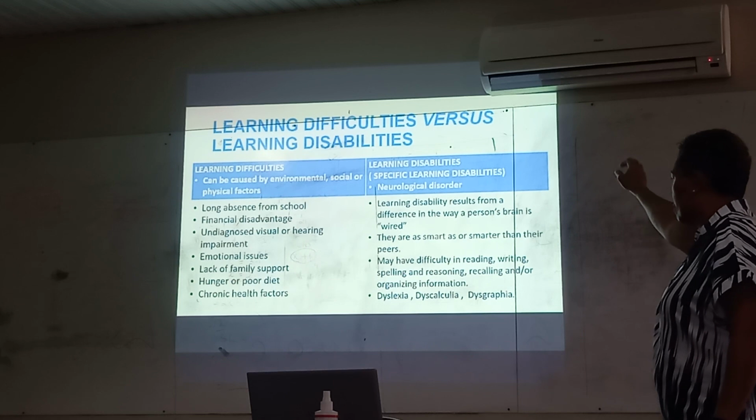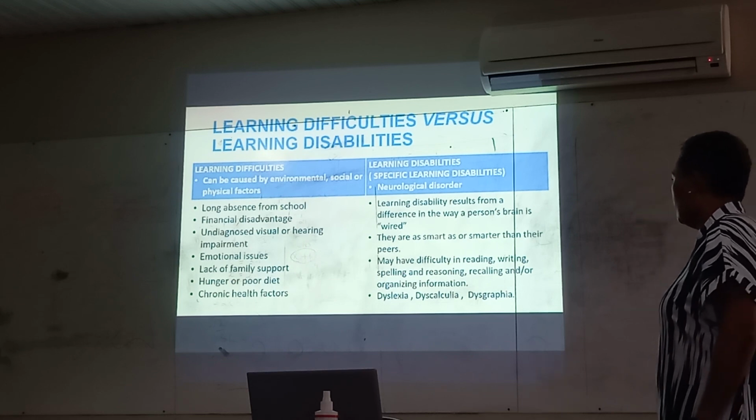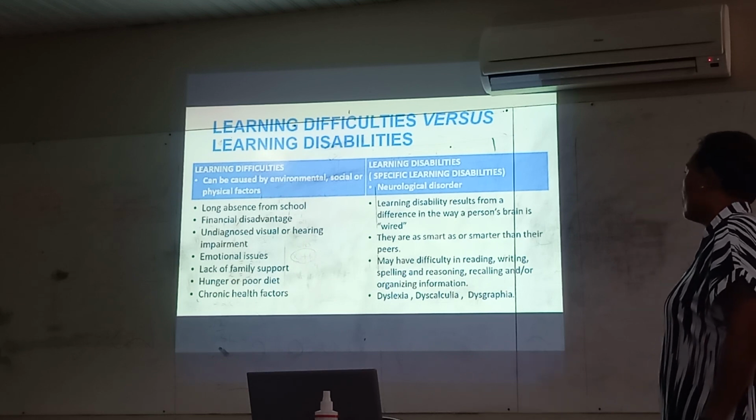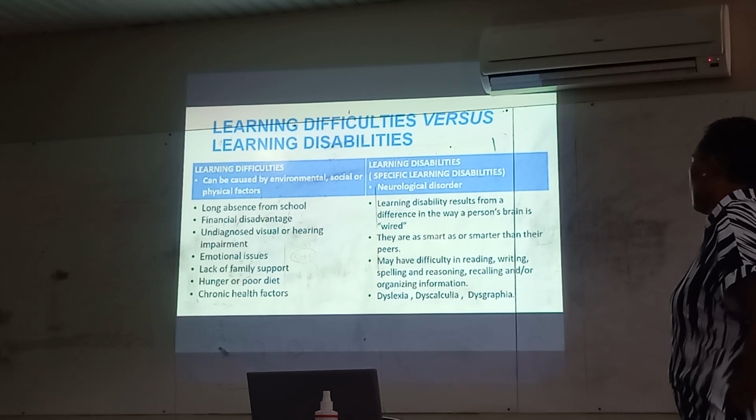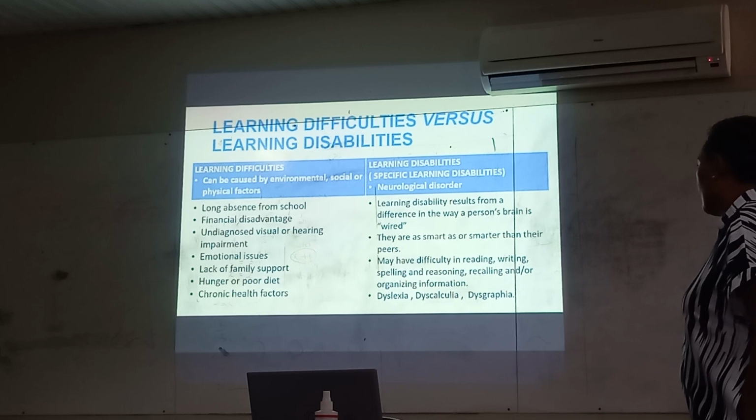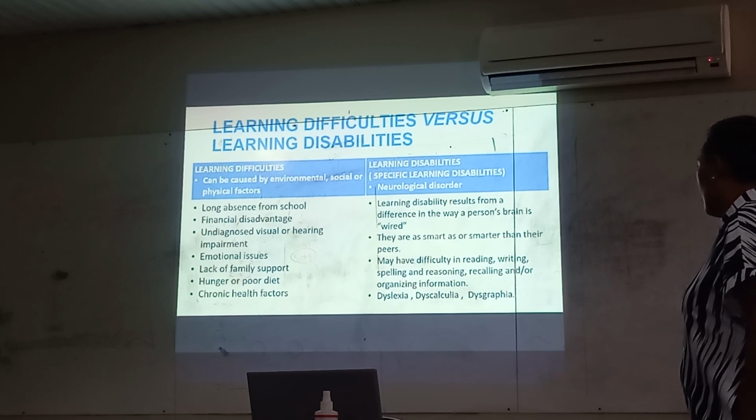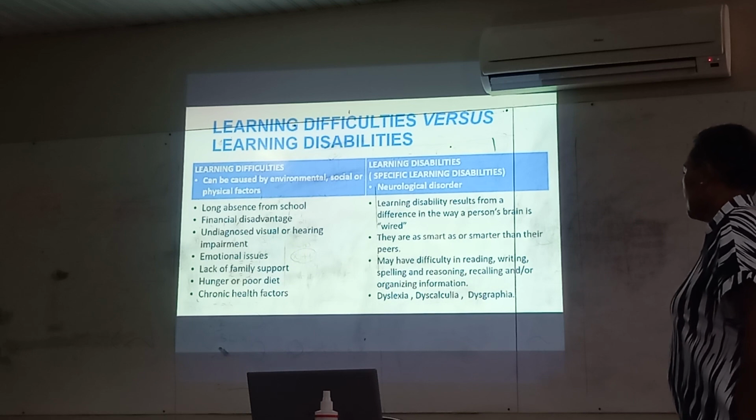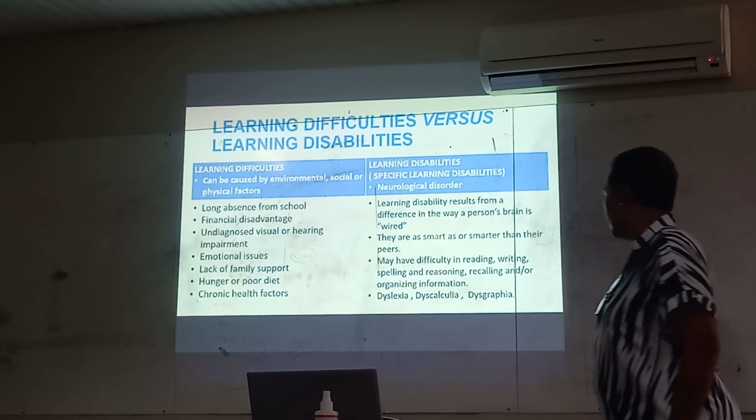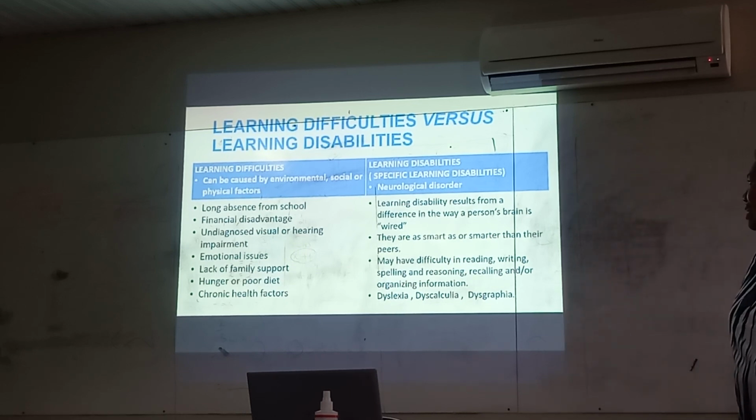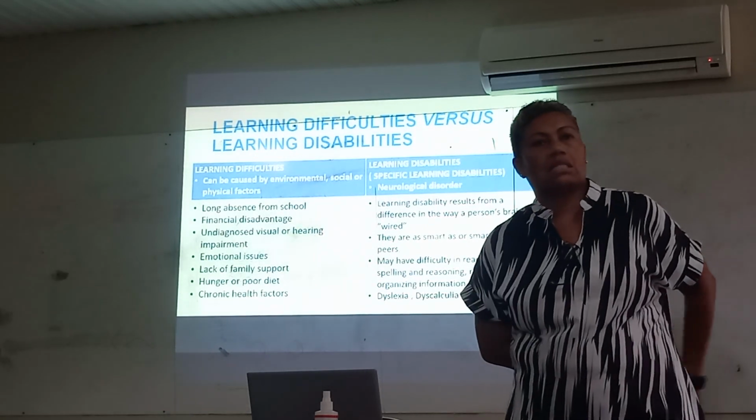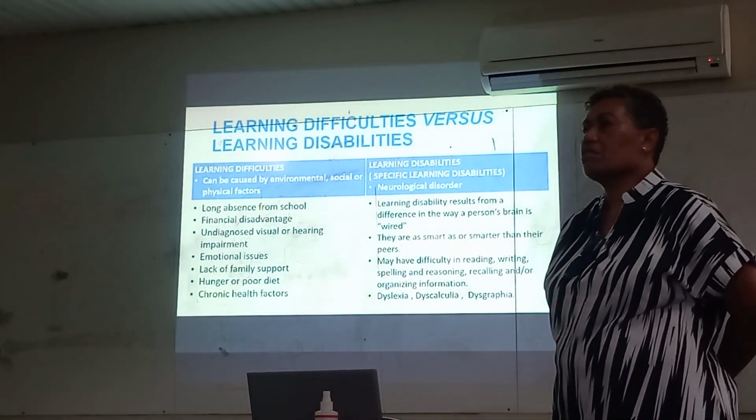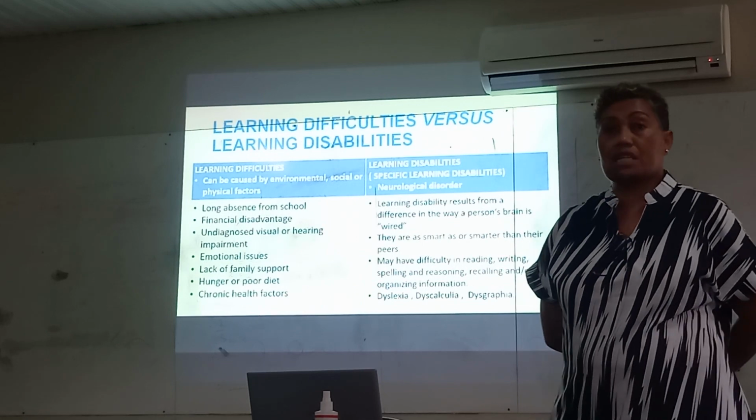Learning disability results from a difference in the way a person's brain is wired. They are as smart as or smarter than other kids. They have difficulty in reading, writing, spelling, listening, recalling, and/or organizing information. Dyslexia and dysgraphia come under learning disabilities. Have you heard of the word dyscalculia? Calculia comes from calculus, and it is difficulty with maths.